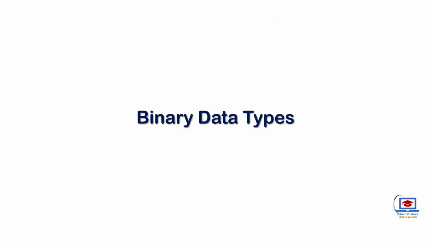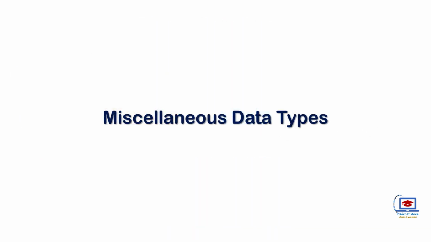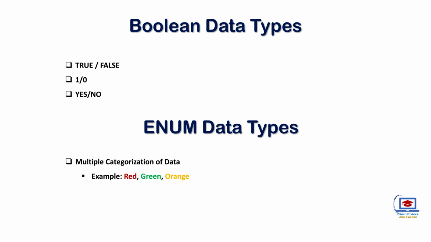Binary data types are designed for storing binary or non-text data, such as images, audio files, or encrypted data. Apart from the major categories, there are miscellaneous data types that serve unique purposes. Boolean for true-false values, enum for a predefined list of values, and JSON for storing structured data in JSON format. These data types offer flexibility and convenience for various scenarios.